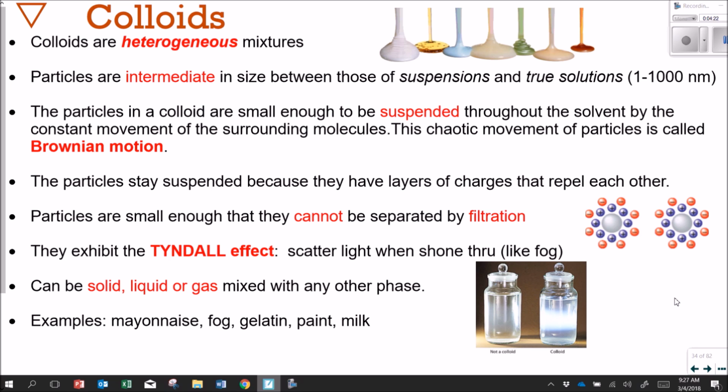So if you look in this picture here, we have light going through a solution, and it is not scattered, but when it goes through a colloid, we can see the scattering of light over here. Colloids can be solid, liquid, or gas mixed with any other phase. Some examples are mayonnaise, fog, gelatin, paint, milk, and many more.